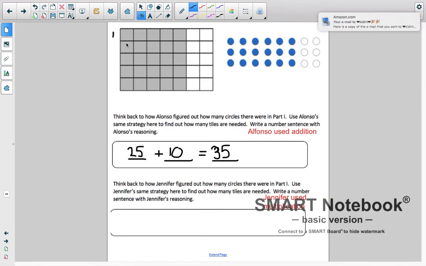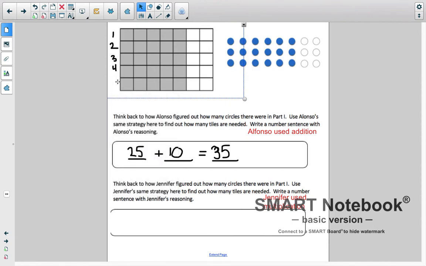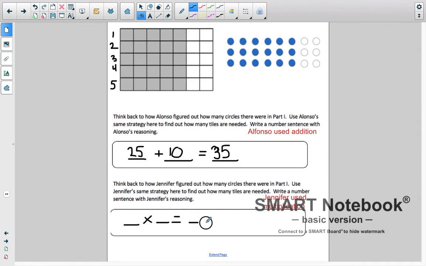1, 2, 3, 4, 5. Okay, so there's 5 rows. Let me make my multiplication. So 5 rows, and let's see how many squares there are across. 1, 2, 3, 4, 5, 6, 7. So there's 7 across. So what's 5 times 7?